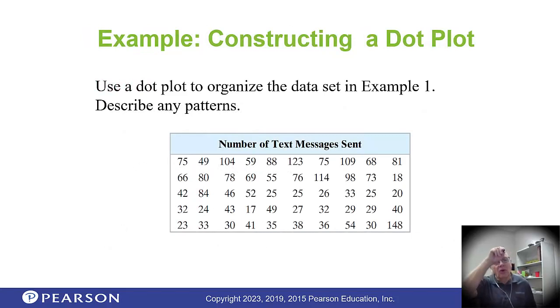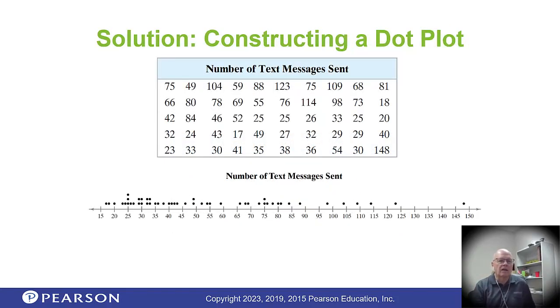So let's organize that with the data set that we had a minute ago. Take those data. Now we had everything from 17 up to 148. So 17 has to show up here on your number line, and there has to be room for 148. Not too much left out here, not too much left out here. We don't want to waste space either. And that gives us a picture of what the data looks like.